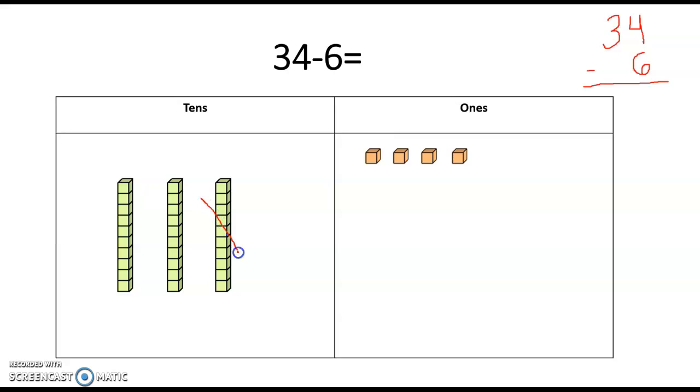So I'll take a 10 and I'll turn it into 10 ones. 1, 2, 3, 4, 5, 6, 7, 8, 9, 10. So all I did was I regrouped a 10. Now I can take away 6 ones.